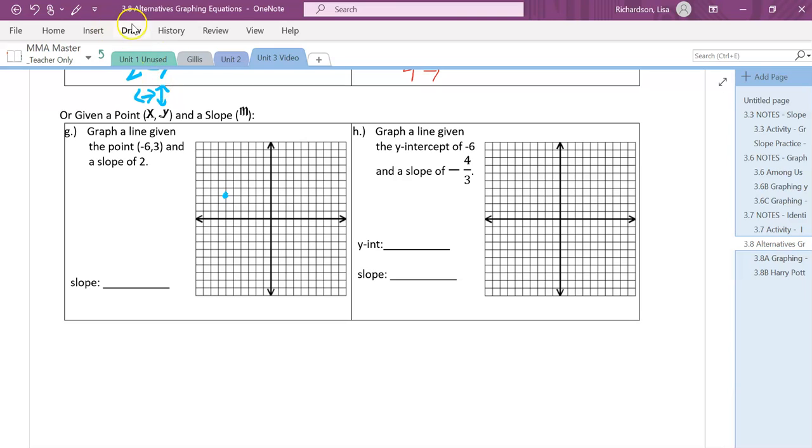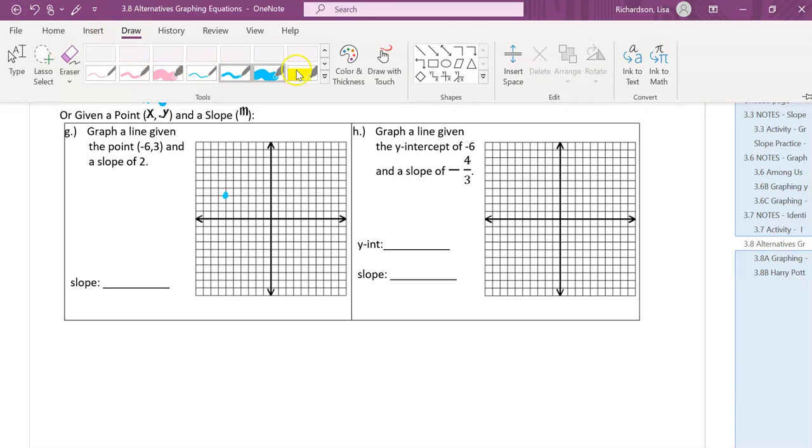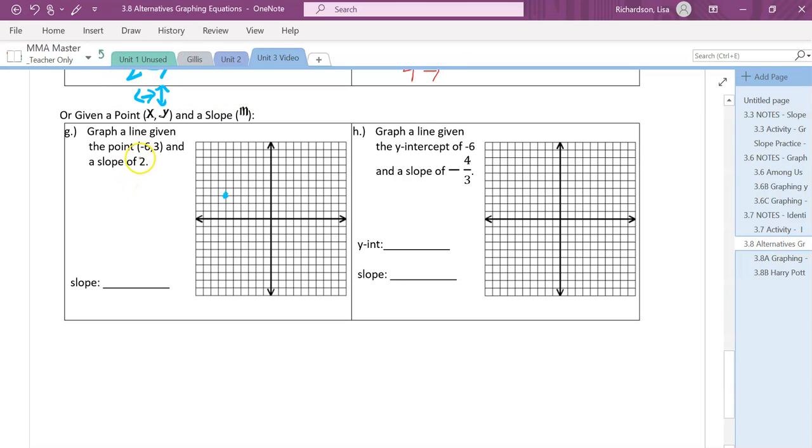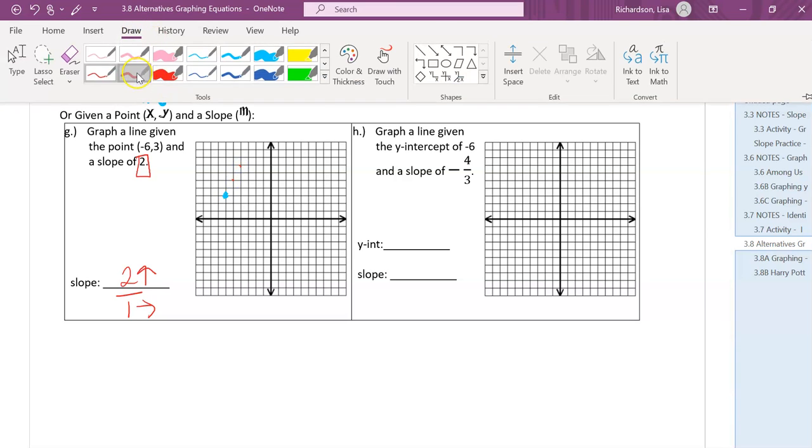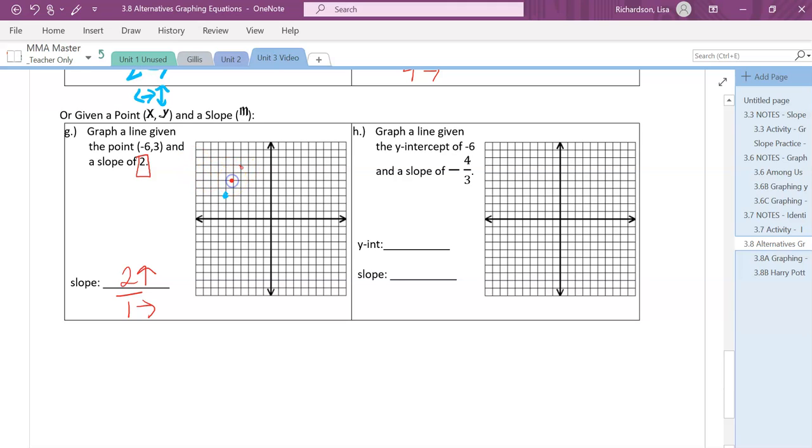So then I need to do my slope with this. My slope is 2, so I'm going to square that. And what does that mean Kyle moves? He goes up 2 over 1. So from here he's going to go up 2 over 1. Okay, up 2 over 1. Let me make that a little bit darker so you guys can see it a little bit better. Up 2 over 1, up 2 over 1.